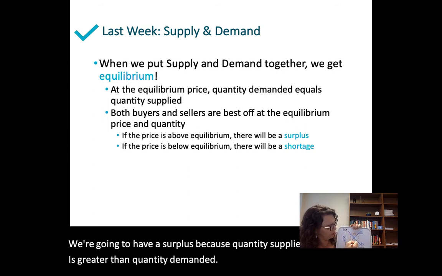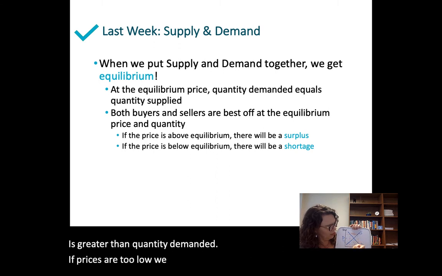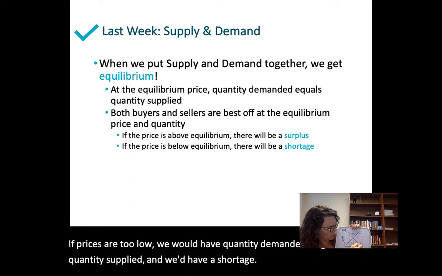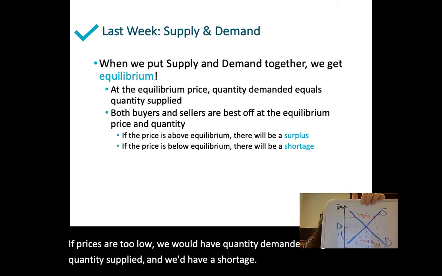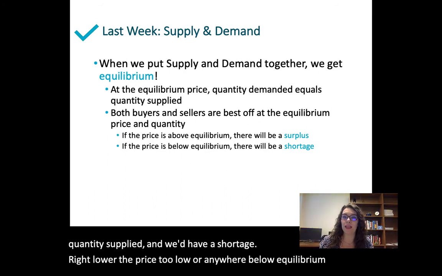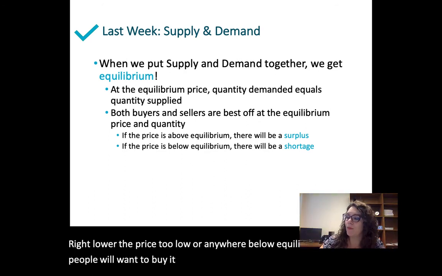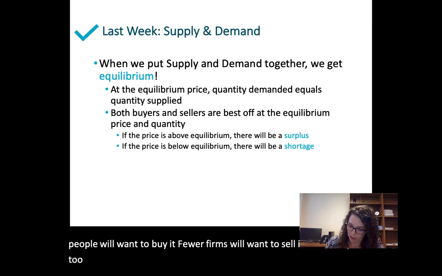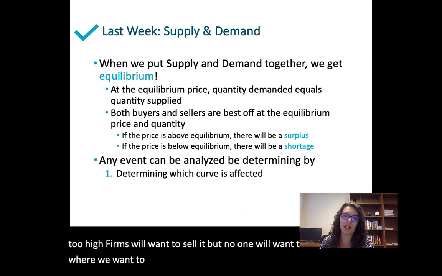If prices are too low, we would have quantity demanded greater than quantity supplied, and we'd have a shortage, right? Lower the price too low, or anywhere below equilibrium, and more people will want to buy it, fewer firms will want to sell it. Raise the price too high, firms will want to sell it, but no one will want to buy it. And so where we want to be, it turns out, is in equilibrium.